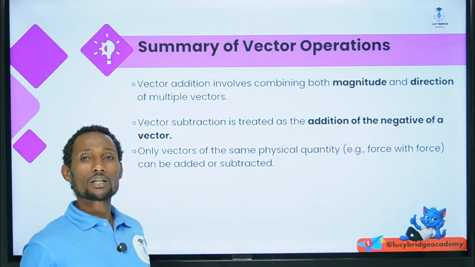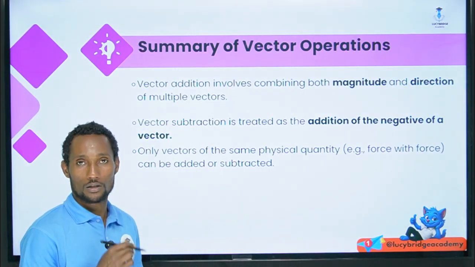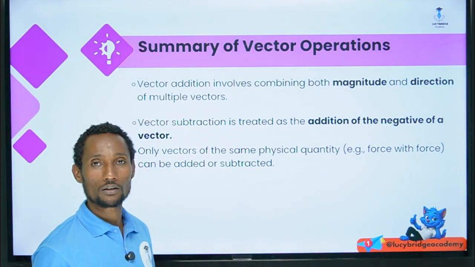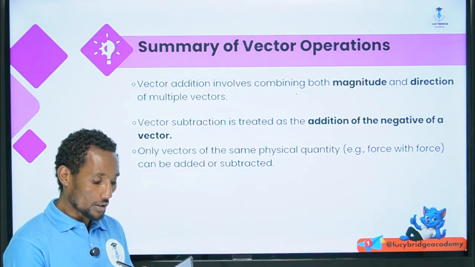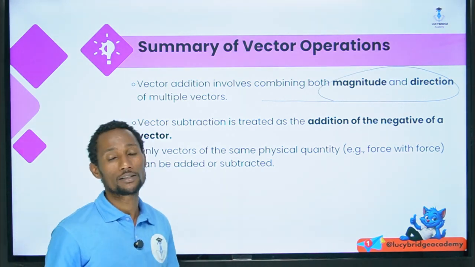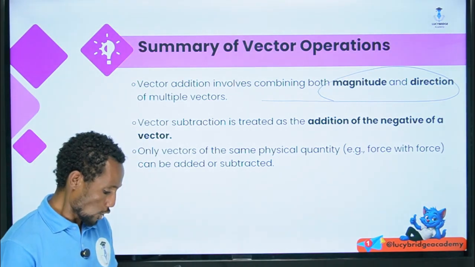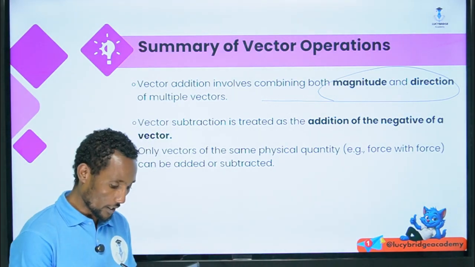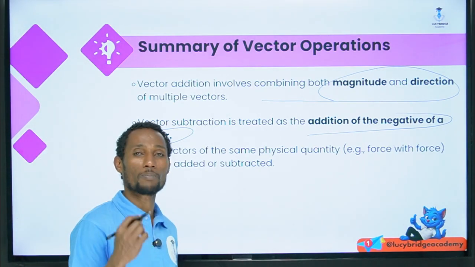So what we see today is how we add, or the summation of vectors, and also how we subtract, or the difference of vectors. In vector addition, it mostly depends on the magnitude and direction, basically its direction. Whereas vector subtraction is an addition of the negative vectors, or an opposite vector with the same magnitude.